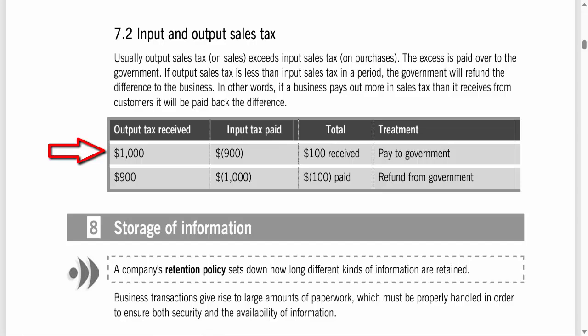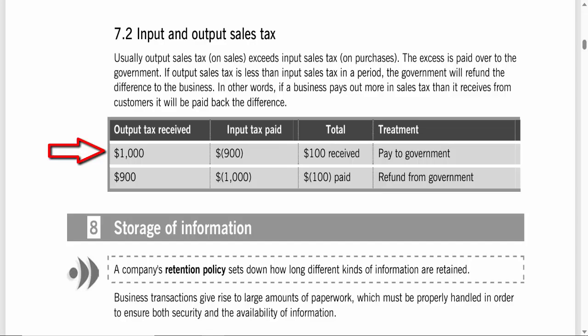Output tax received, $1,000. This means the business has collected $1,000 in sales tax from its customers through its sales transactions. This amount represents the tax on the sales the business made during a specific period. Input tax paid, $900. Here, the business paid $900 in sales tax to suppliers for its purchases. This amount represents the tax the business incurred on the goods and services it bought to run its operations.